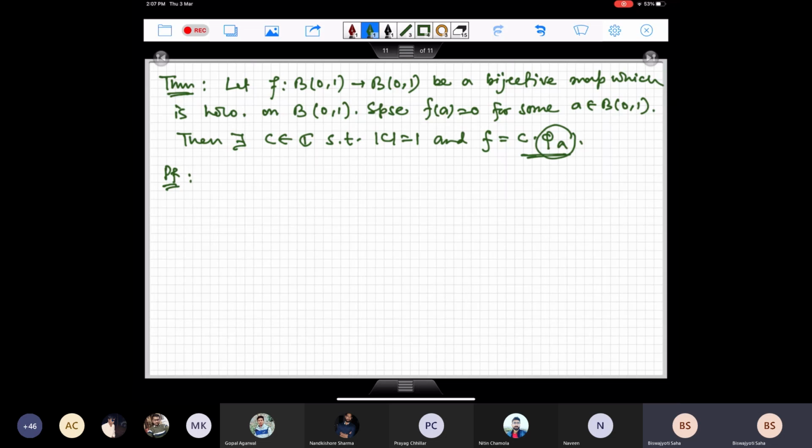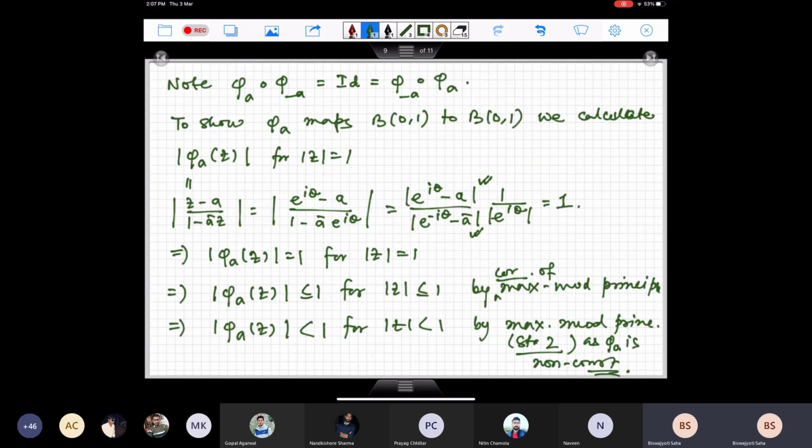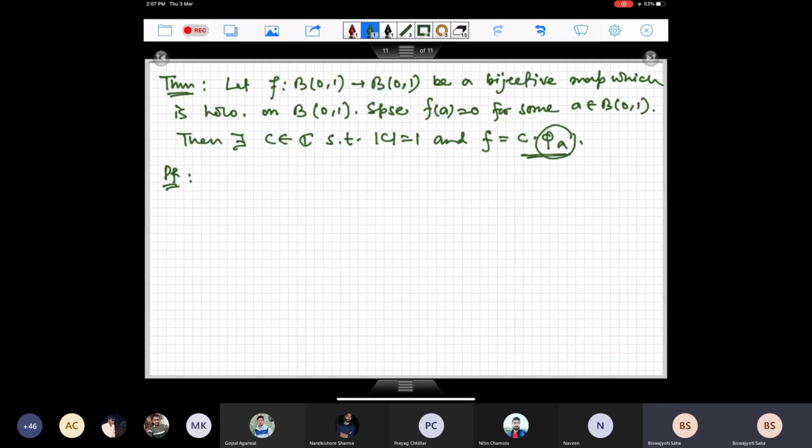And we have seen just the other day that phi of a composed with phi of minus a is the identity function. So if I want to undo the effect of phi of a, which means having a zero at a, and get a zero at 0 instead, then I should compose with phi minus a. That's what I meant by saying I want to undo the effect of phi of a. Okay, so let us take h equal to f composed with phi minus a.